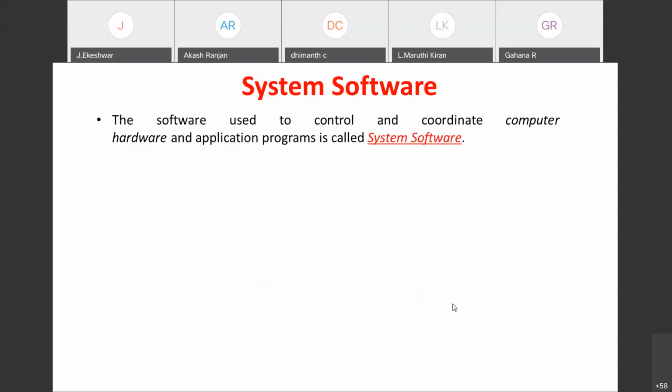What do you mean by system software? The software used to control and coordinate computer hardware and application programs is called system software. It acts as an interface. We can say it provides the platform. So system software provides a platform for executing application programs. This is how we can define system software.